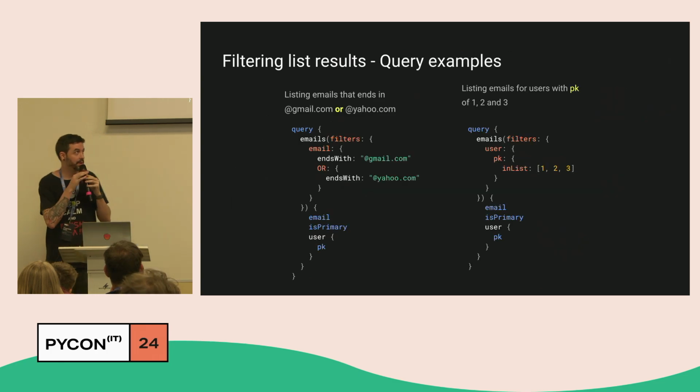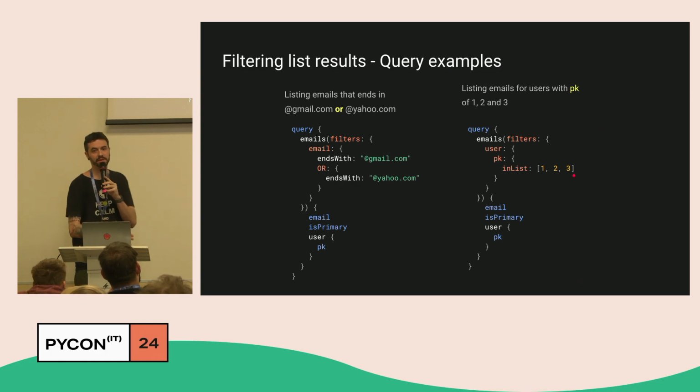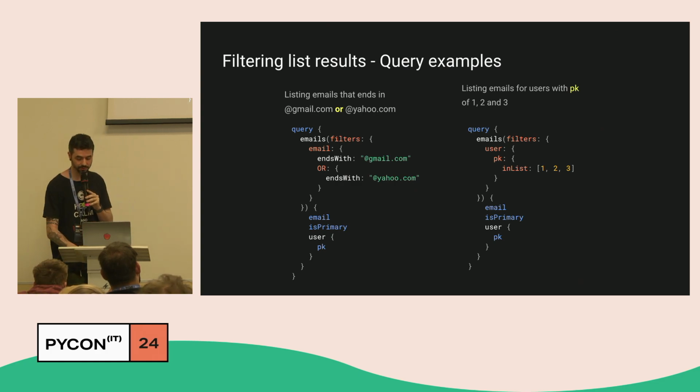This is just an example, like when you're going to query it, how do you actually use the filter? So in this case, I am filtering emails and filtering everything that ends with gmail.com or yahoo.com, or in this case, as I showed, using the nested filtering. I am passing the nested filtering to the user here and asking, get me all the emails that belong to the users of IDs 1, 2, and 3. So it didn't make too much sense then, but now you can see how this can be useful.